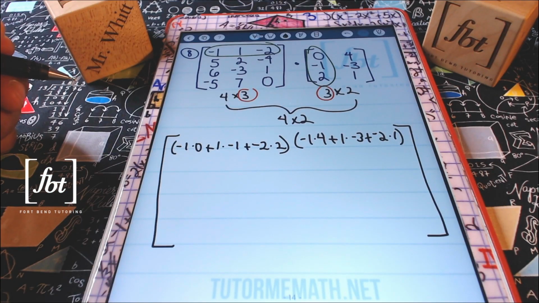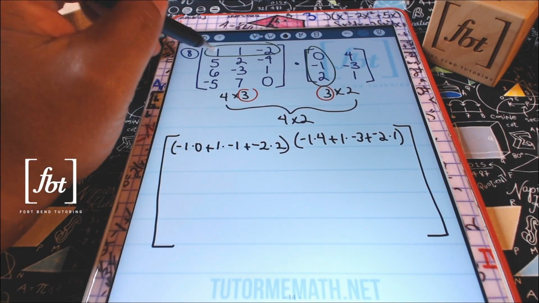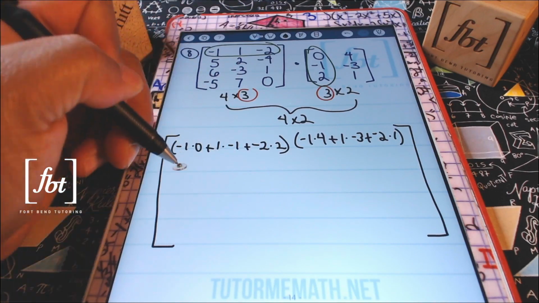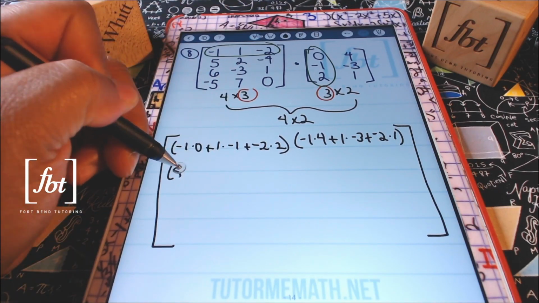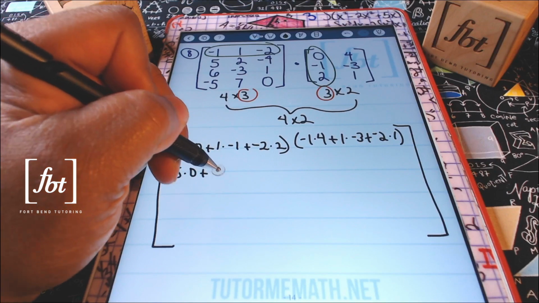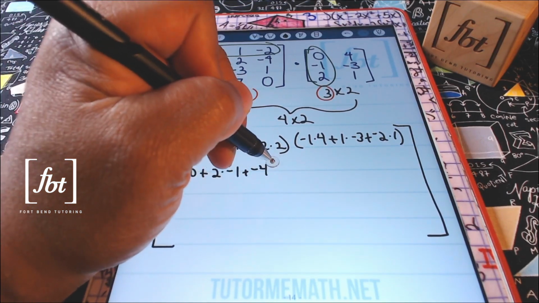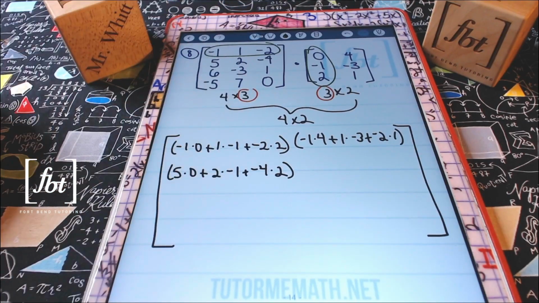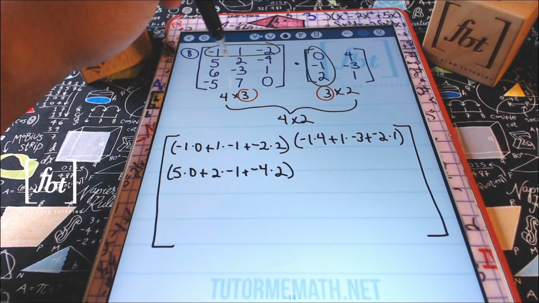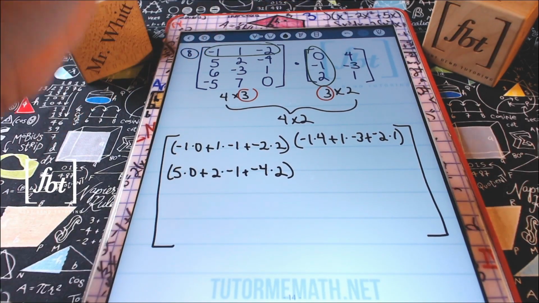That's what I got there, guys. Now we're going across the second row, down the first column. This gives me 5 times 0 plus 2 times negative 1 plus negative 4 times 2. All right. Moving on to that second row, second column value. So we go across the second row, down the second column.